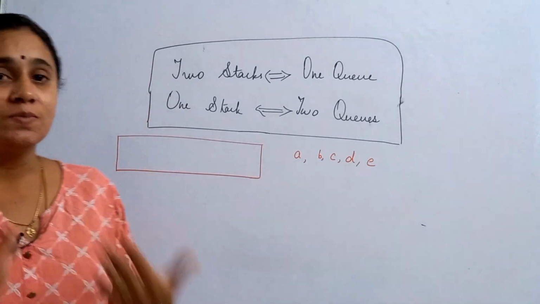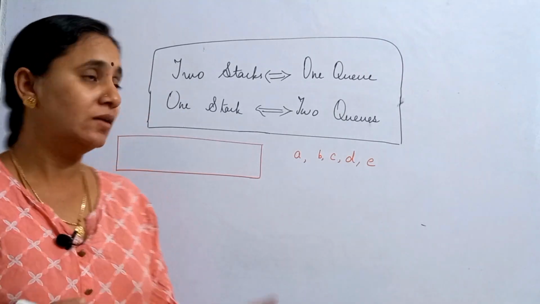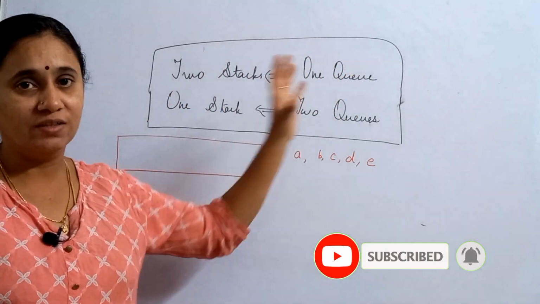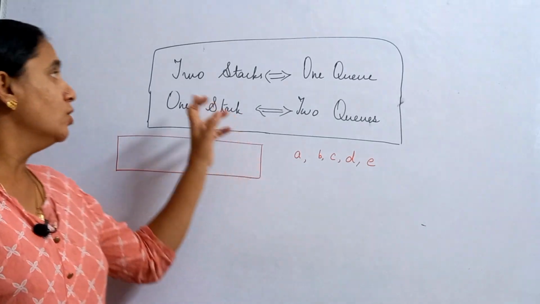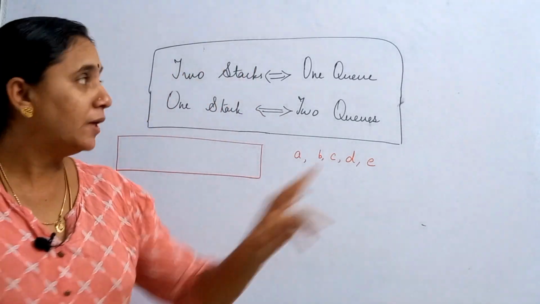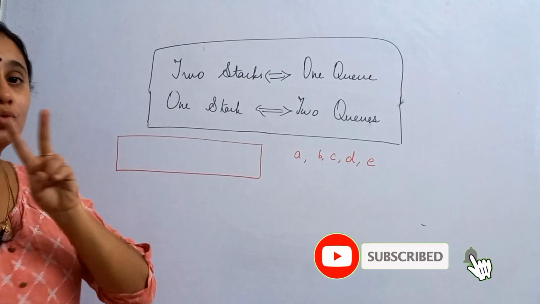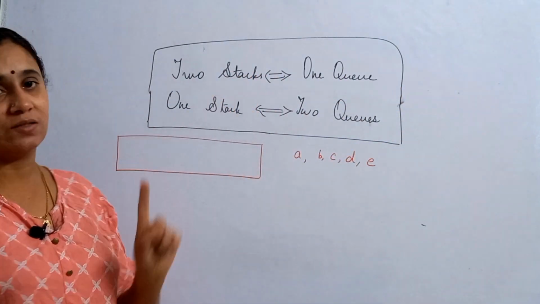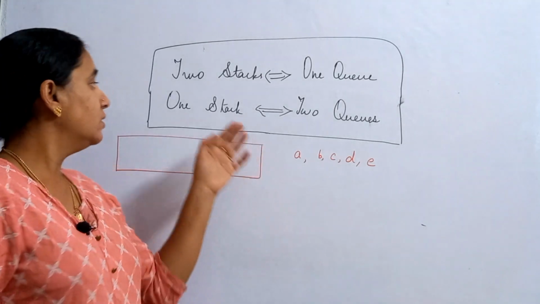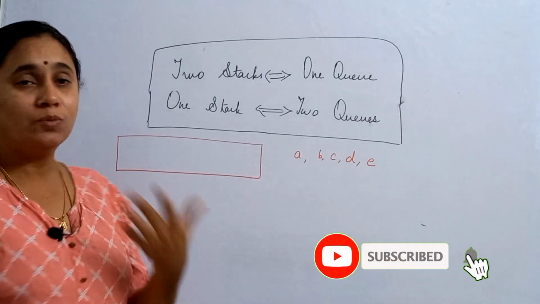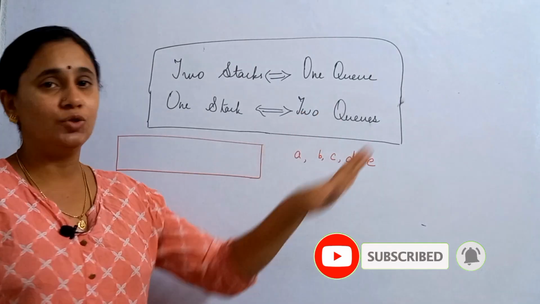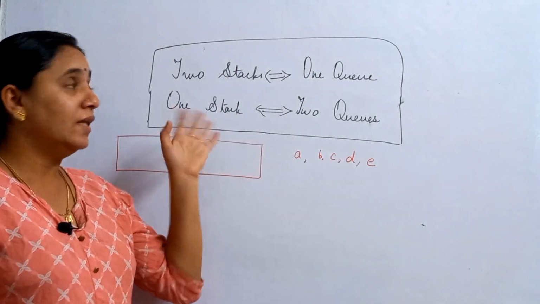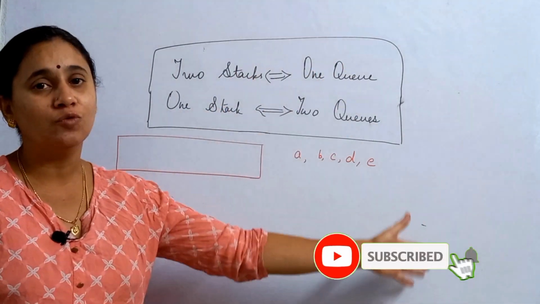It is a very basic and very important question, so I want to explain how it is done. See, these are the two main points I have written here, so please make a note. If I want to implement one queue data structure, I need two stacks. Or if I want to implement one stack data structure, how many queues are needed? It is two queues. This is a very important point, so please make a note of it. They may ask questions in MCQ format.